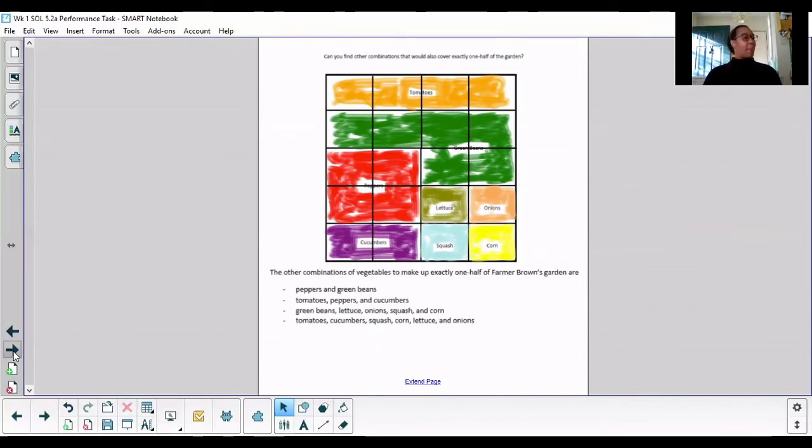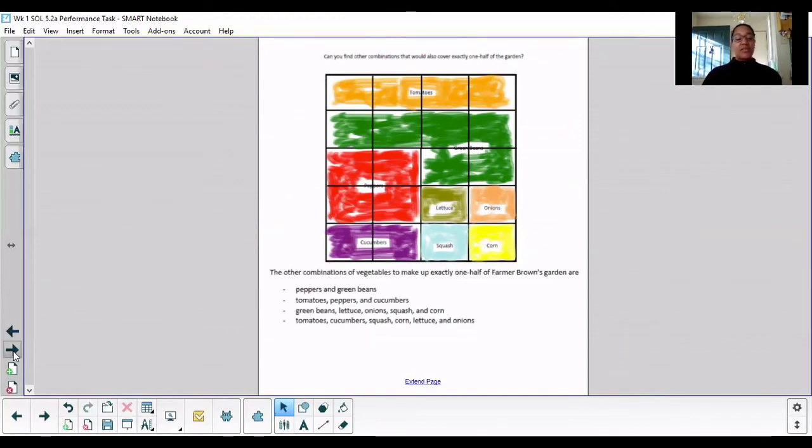Good job. All right, someone else said the green beans, 6 green beans, 6 squares of green beans. The lettuce had 1 more, that gave us 7. I hear you counting over there. Onions gave us 8. Squash gave us 9, and the corn gave us 10. 10 out of 20, good job. All right, and I see someone shared 1 more.